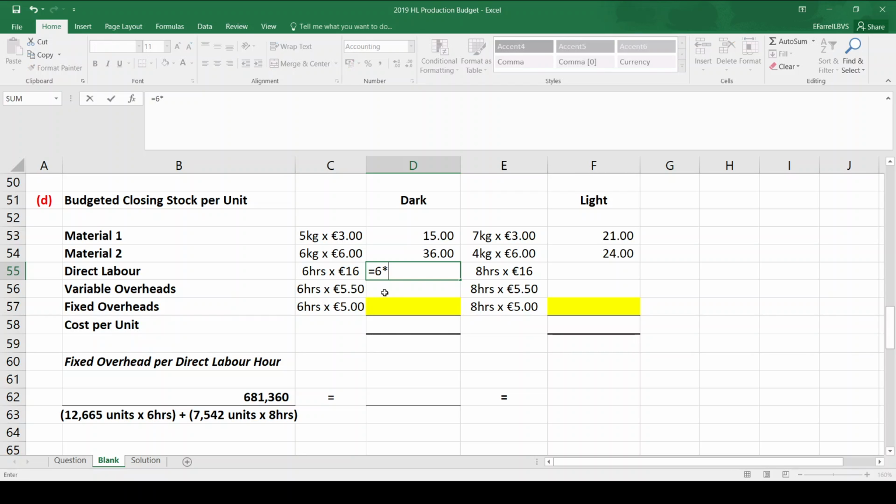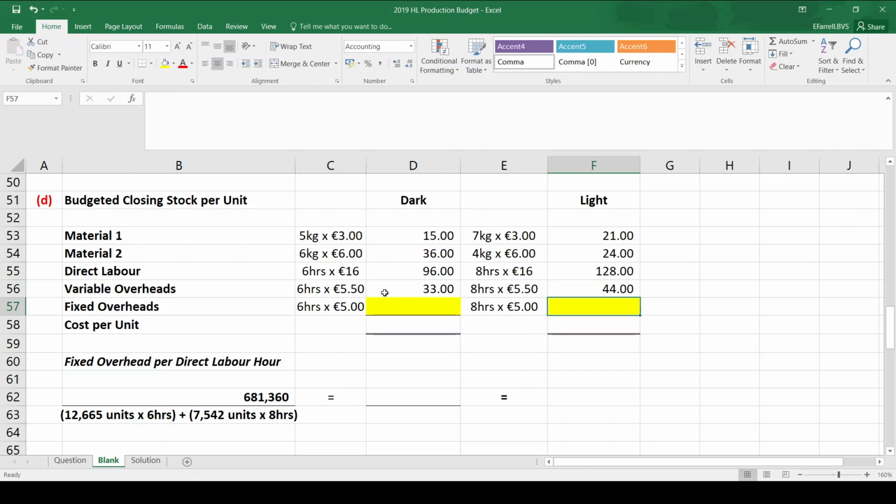So this is simply 6 by 16 and 8 by 16. The variable overhead is 6 by 550 and 8 by 550. Now, for the fixed overhead, we are not actually given a rate per hour, so we need to do a calculation to work out this €5.